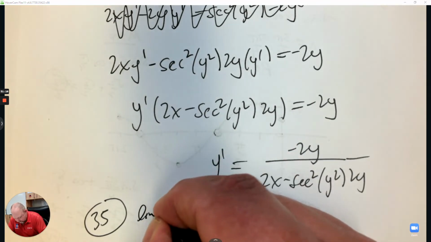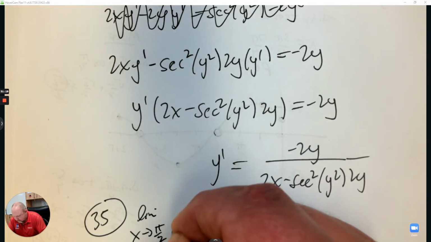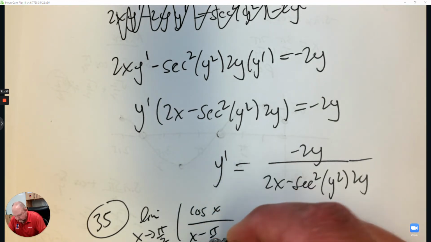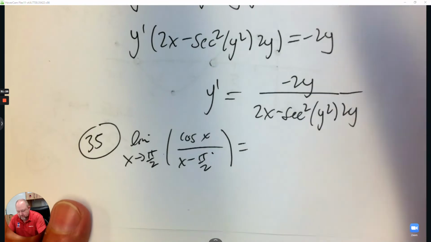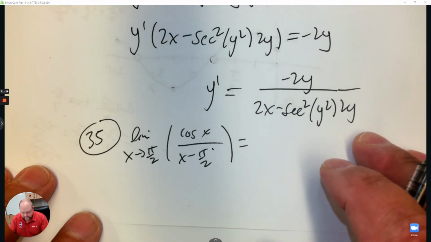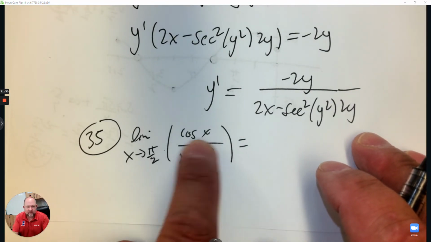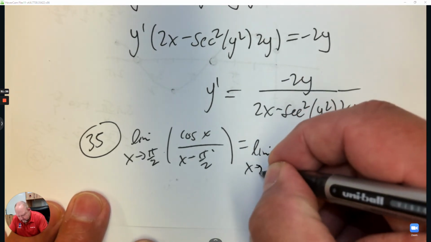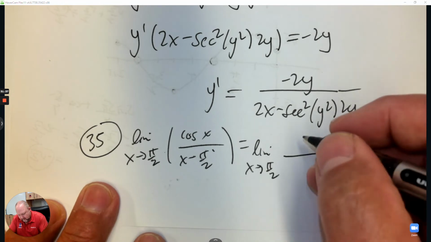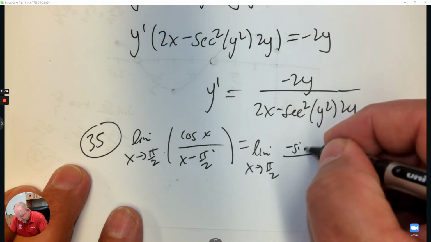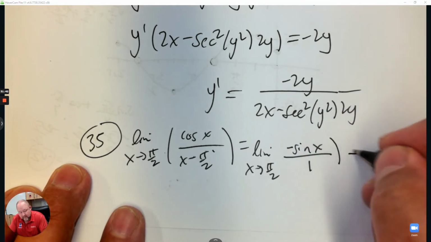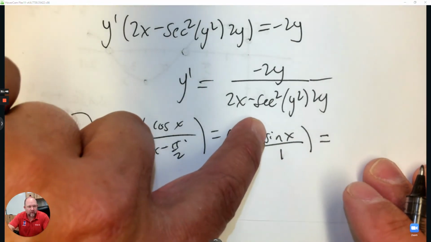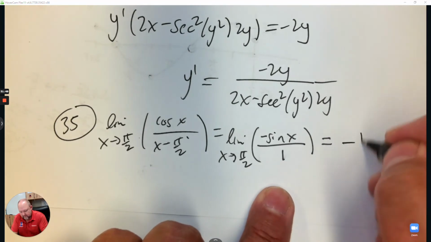The limit as x approaches pi over 2 of cosine x over x subtract pi over 2. You should first do it by yourself, press pause and try your best. Cosine at pi over 2 is 0, pi over 2 subtract pi over 2 is 0. This is L'Hopital's rule. Take the derivative on top. That's negative sine x. The derivative on the bottom is 1. Plug in pi over 2 again. Sine of pi over 2 is 1, but that makes it negative 1 over 1, so this answer is negative 1.